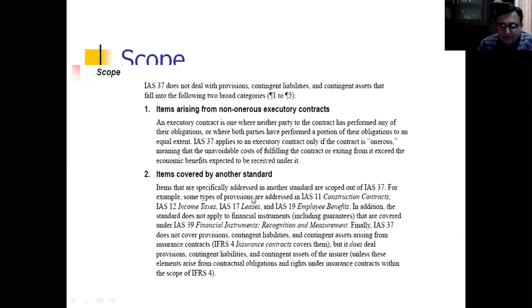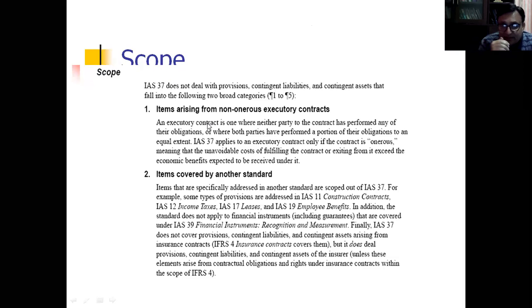As far as the scope of IAS 37 is concerned, it deals with provisions, contingent liabilities, and contingent assets, but there are categories that are out of scope. We will be dealing with two kinds of things. Number one, items arising from non-onerous executory contracts. Provisions, contingent assets, and contingent liabilities will be reflected in the financial statements if they arise from onerous executory contracts. If they arise from non-onerous executory contracts, the standard will not be followed.